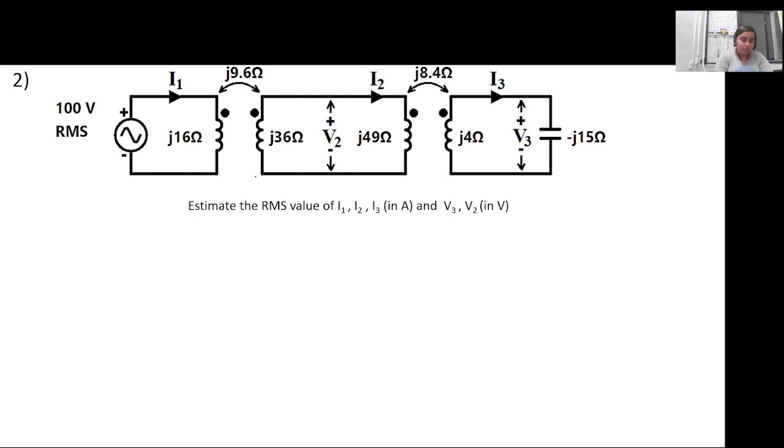So should we start solving? Yes, ma'am. Okay, so for practice, you will tell me what the sign conventions will be.